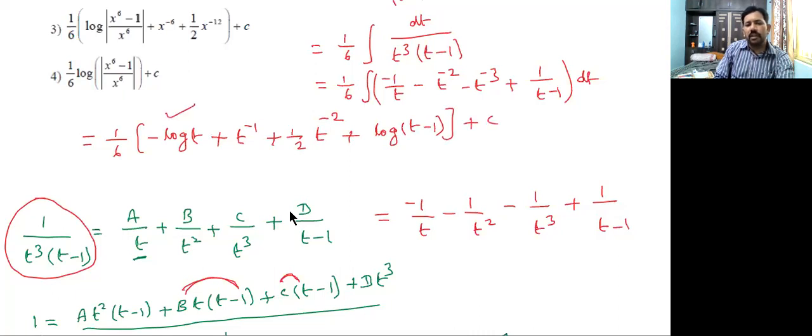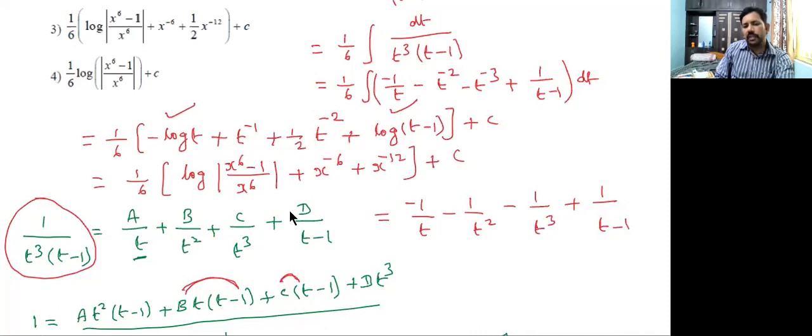Now see here, log t and log(t − 1). Use the formula: 1/6 into log A minus log B is log A/B. That means (t − 1)/t, where t means x^6, so (x^6 − 1)/x^6, plus t means x^6, here will come x^−6, here will come x^−12, plus C. This is the final answer. Verify the options. The third option is correct.